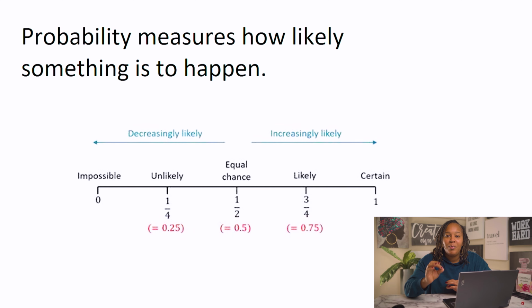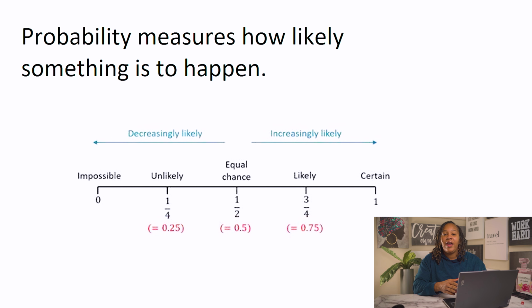All right, so what is probability? Probability is a measure of how likely something can happen, okay? I have a scale right here, and as you can see, a probability of 0 means it's impossible that that thing is gonna happen, all right? A probability of 1 means that it's certain, for sure, that it's gonna happen.